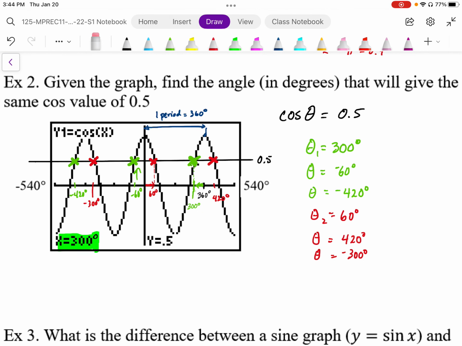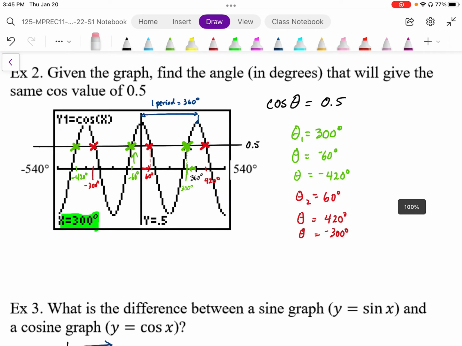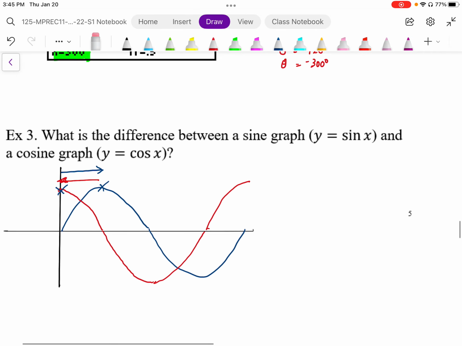So we want to be able to use symmetries here to be able to find the different points. There is this issue of theta 1, theta 2. All the green coordinates are coterminal angles of each other. The red and green represent a theta 1, theta 2 situation. Okay, they're the two positions for each period that will take on a certain cosine value.